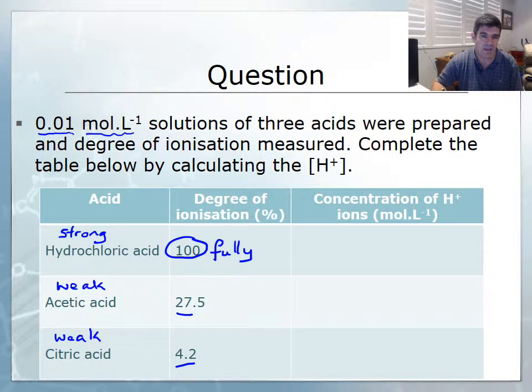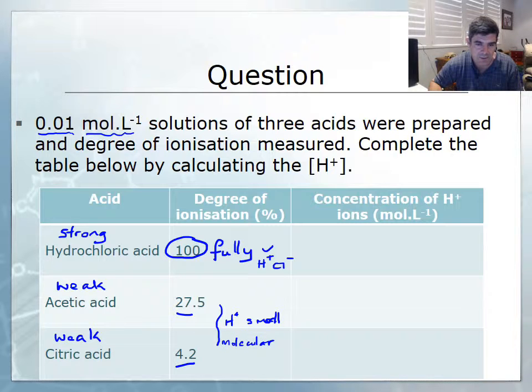So if you were to look at each of these solutions with your micro eyes, you could find no molecules in this one. They would all be H+ ions and Cl- ions, whereas in both of these two, the number of H+ ions will be small, and the molecular forms dominate. For each of these, the molecular form dominates, particularly for the citric acid.